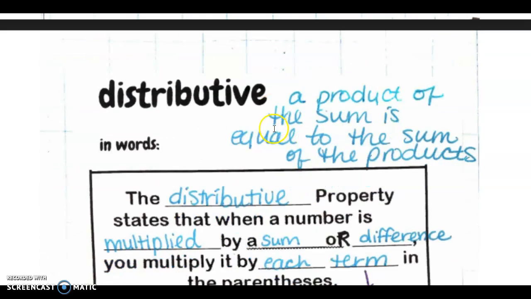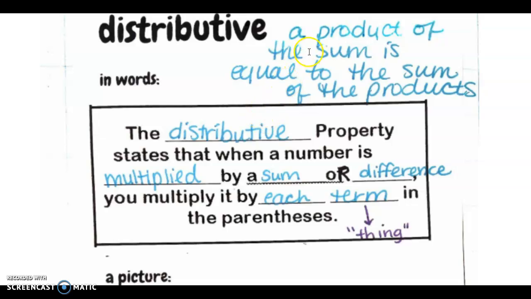Okay, last one for this video, distributive. A product of the sum is equal to the sum of the products.